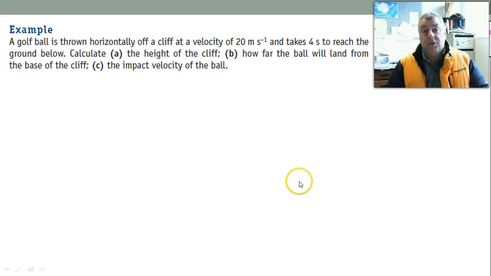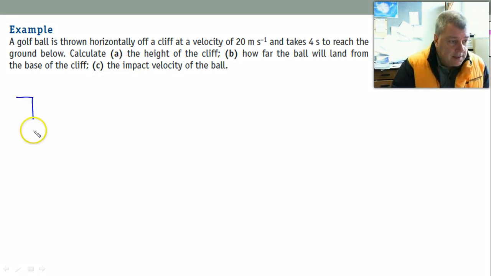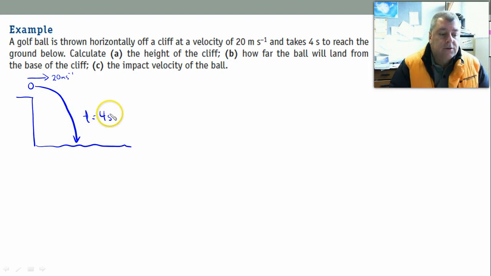Alright, now let's do another question. In this case, a golf ball is thrown horizontally off a cliff at 20 meters per second and takes 4 seconds to reach the ground below, and then there's a whole list of things that we have to calculate. So it's a good idea to draw yourself a little diagram. There's our cliff. Let's put water there. There's our object. What do we know about it? Well, it's being thrown at 20 meters per second. It's going to go like that, and it's going to take 4 seconds to do that.